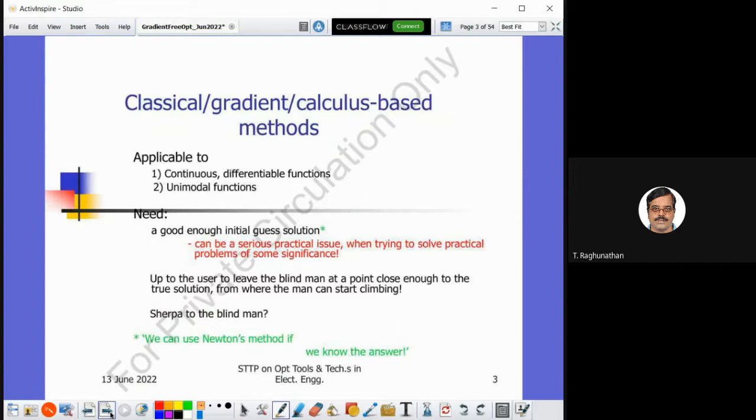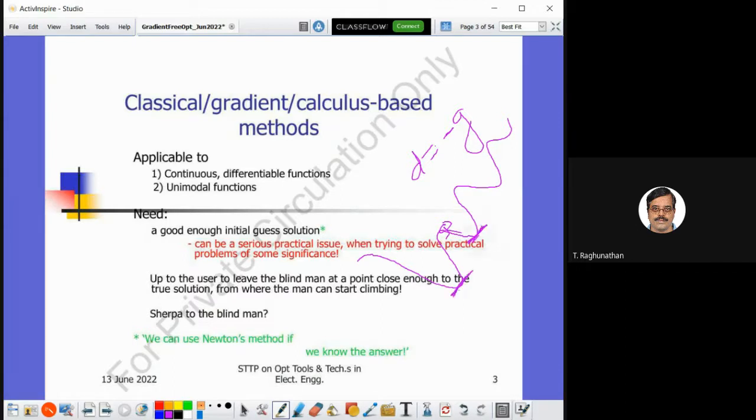You need to have that gradient information. Only then can you move in the direction of the negative gradient, right? And not just that, if I have a function like this, you think, if I leave the man here, he is going to go here. He is not going to go here.